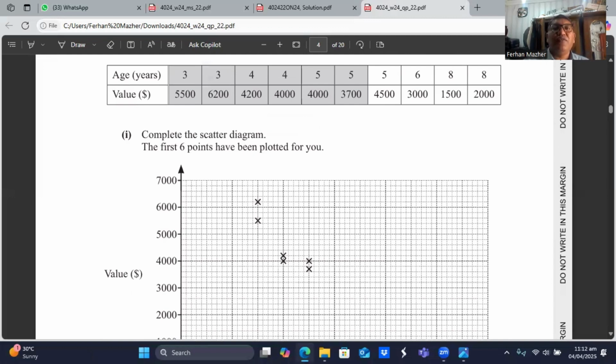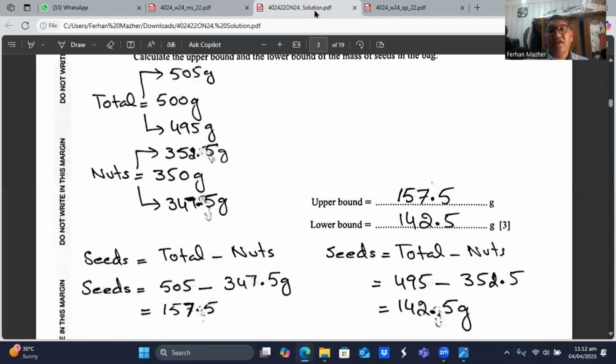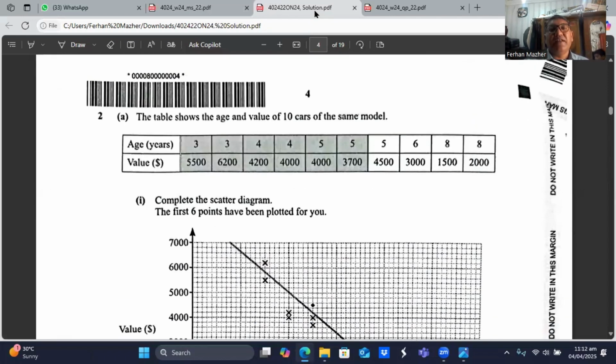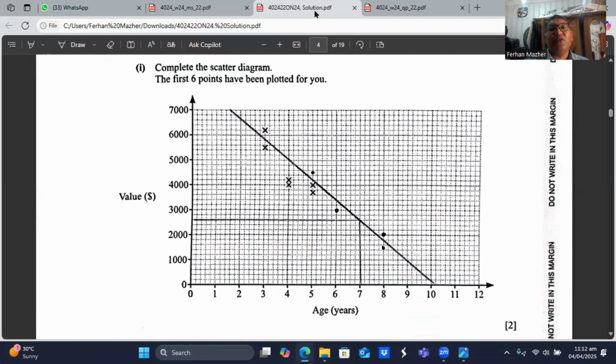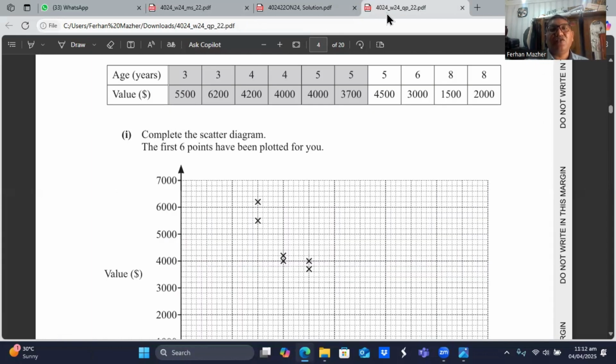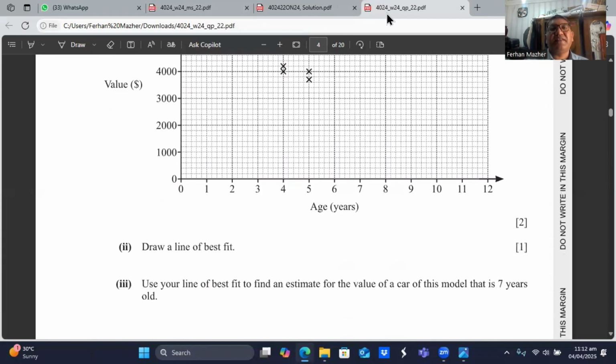So what we will do, we will plot these. 5, 4,500, I will plot that point here. 6, 3,000, and I will plot it here. 8, 1,500, I will plot it here. And 8, 2,000, I will plot on the scatter diagram. So on the given grid, I will plot those points, and you can see I have plotted those points. And this is how you will complete this scatter diagram.